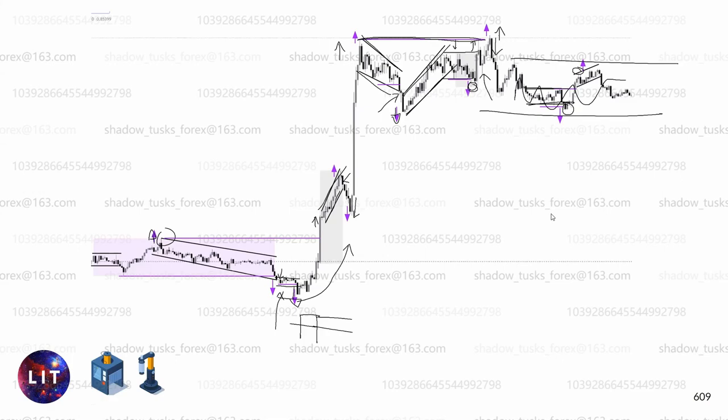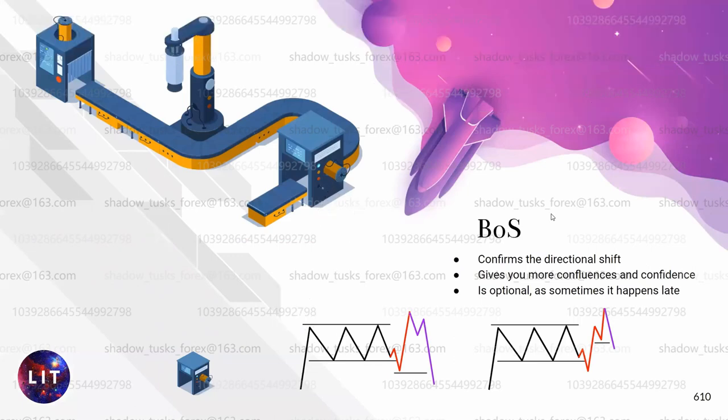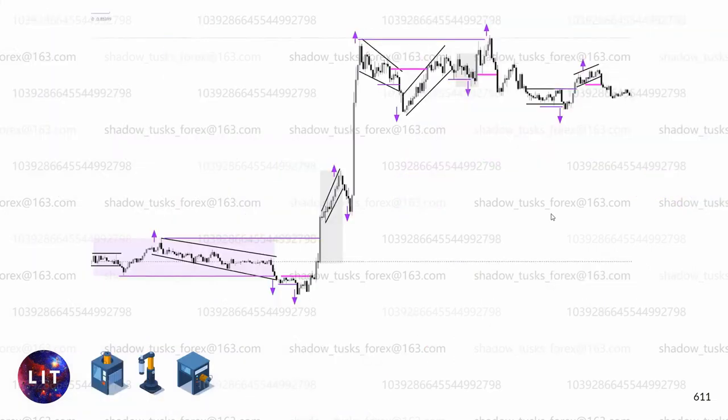Next up, we have our breaks of structure. As you can see, I don't want to constantly repeat myself, but this is a very good example of the breaks of structure happening late. Obviously, it allows you to get in this move. Great, love that. And then obviously you do have another little break of structure here, but no mitigation. And then again, inducement low, break of structure high.